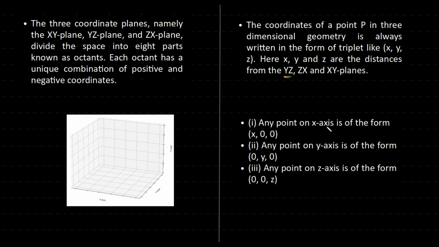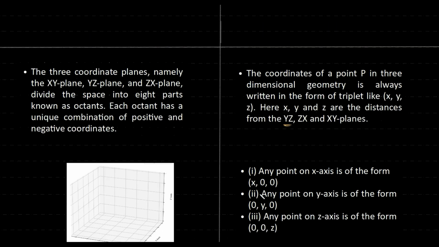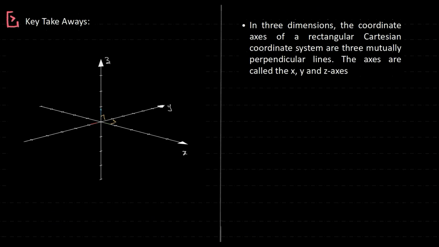Now, any point on the x-axis is of the form (x, 0, 0), on the y-axis it is (0, y, 0), and on the z-axis it is (0, 0, z). Again, all of these are facts that we can't miss out. And yeah, that's it.